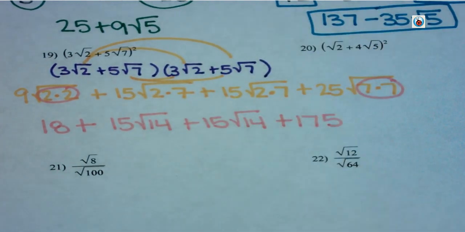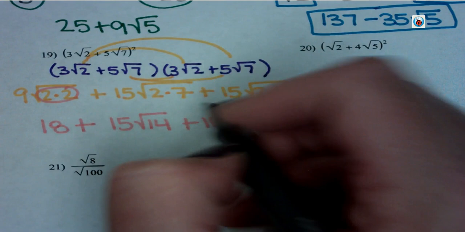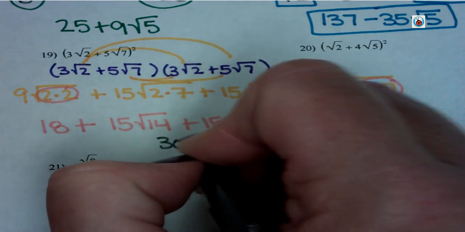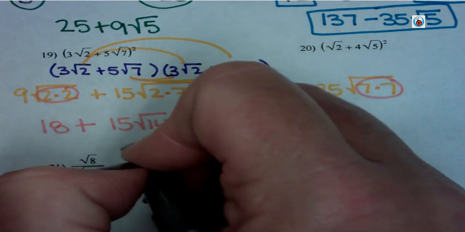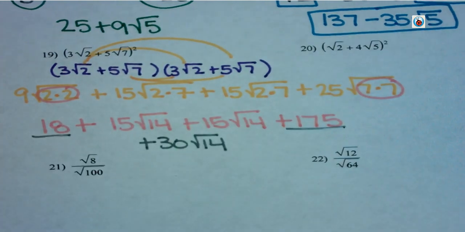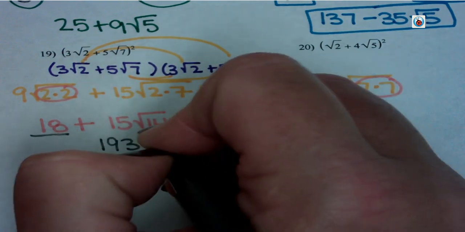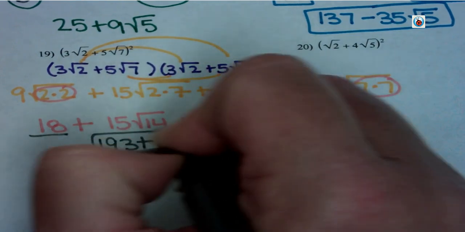My last step is to combine any like terms. So 15 square root of 14 and 15 square root of 14 gives me 30 square root of 14. And then I can add 18 and 175 and I get 193. So I get 193 plus 30 square root of 14.